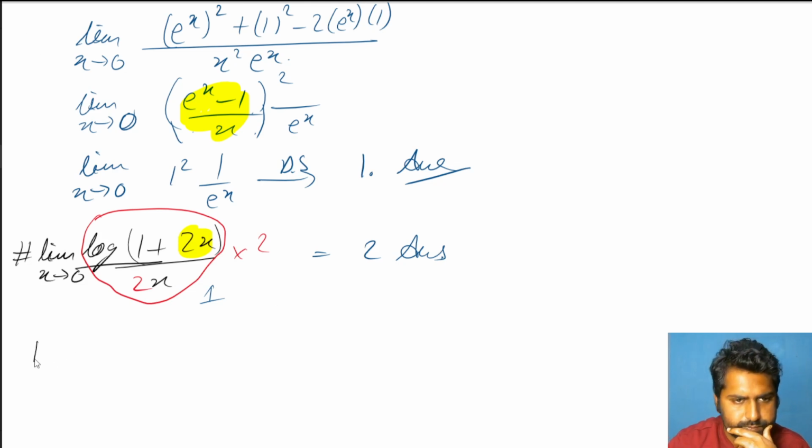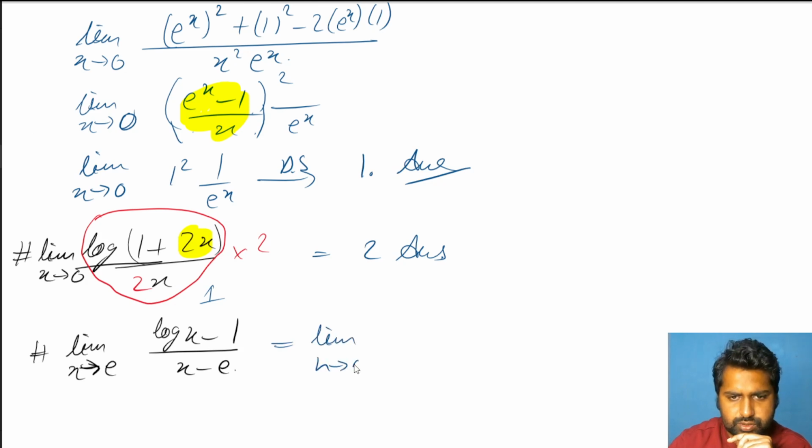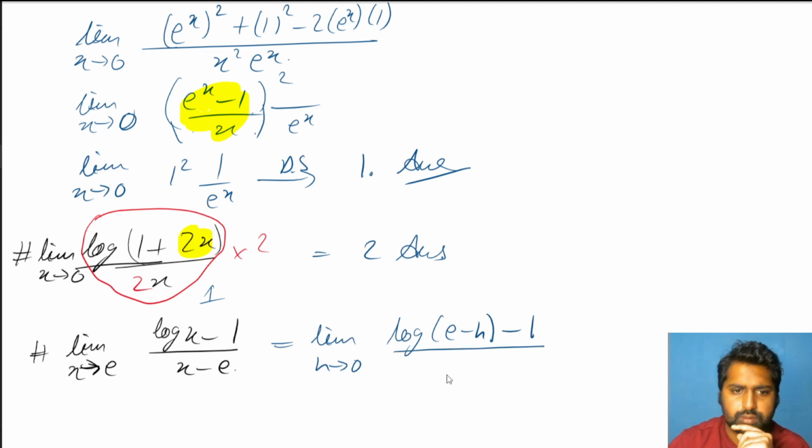Let's see one more question. Limit x tends to e. Let's merge a few concepts. Log x minus 1 upon x minus e. First of all, the limit is not x tends to 0. Let's convert it. How do we convert? We convert it into limit h tends to 0. Replace x with, this time, e minus h. So log of e minus h minus 1 upon e minus h minus e. So the e cancels.